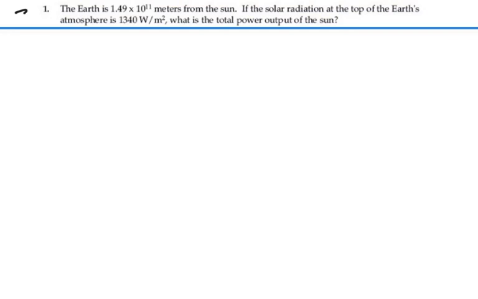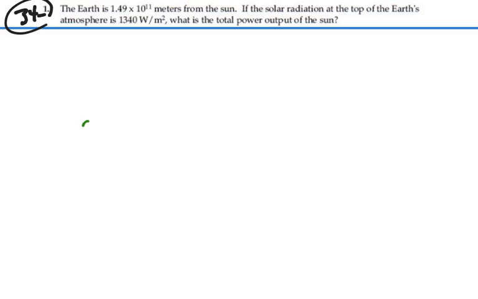Here's problem 34.1. The Earth is 1.49 times 10 to the 11 meters from the Sun. If the solar radiation at the top of the Earth's atmosphere is 1340 watts per meter squared, what is the total power output of the Sun?